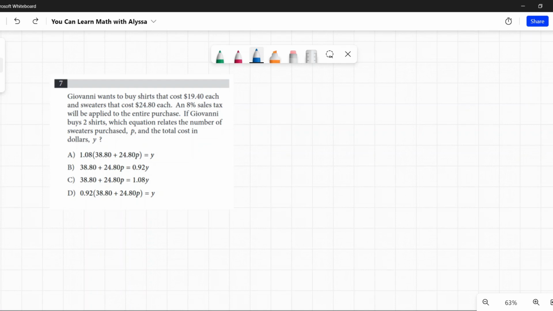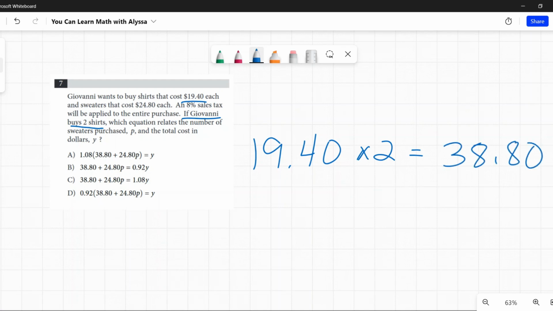So, okay, well, it is sweaters or P. Sometimes with these, again, word problems, there's a lot going on. I like to rewrite them. So let's say, what did Giovanni do? We saw that Giovanni bought 2 shirts and that shirts are $19.40 each. Okay, so that's an absolute, $19.40 and he bought 2 of them. So how much did that cost him? 19.40 times 2 is $38.80. All right, so that is a flat amount he has paid.